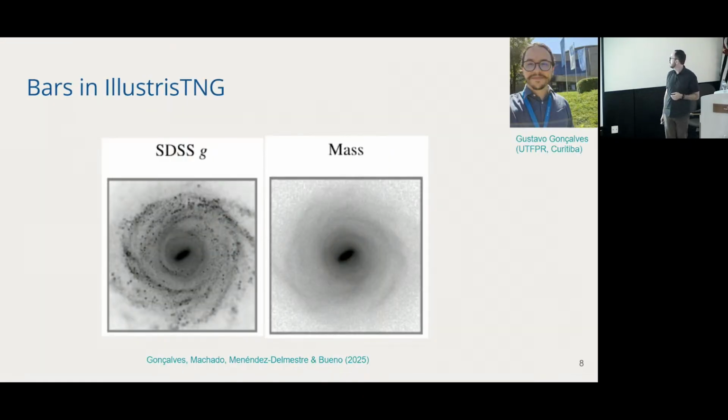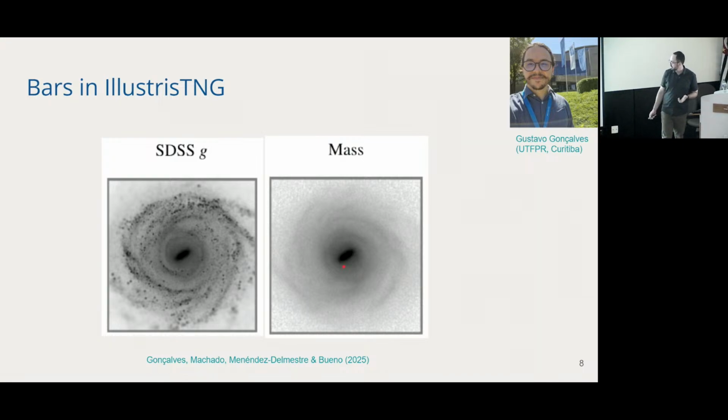So this is a work from Gustavo Gonçalves, who's a master's student currently in Curitiba. What he did was to take the sample of strongly barred galaxies in Illustris and make maps not only of stellar light, but also the observed mock images. So this is one example of a mock image in the Sloan g band compared to the direct stellar mass from the simulation. It's already clear that the star-forming regions are evident in the blue filter, but there are also consequences for the detailed measured shapes and lengths of the bars.